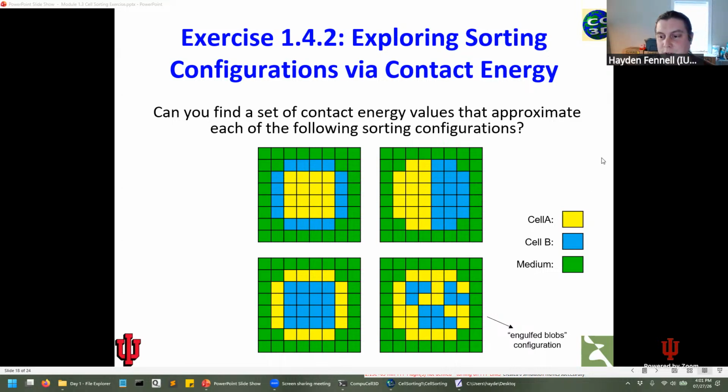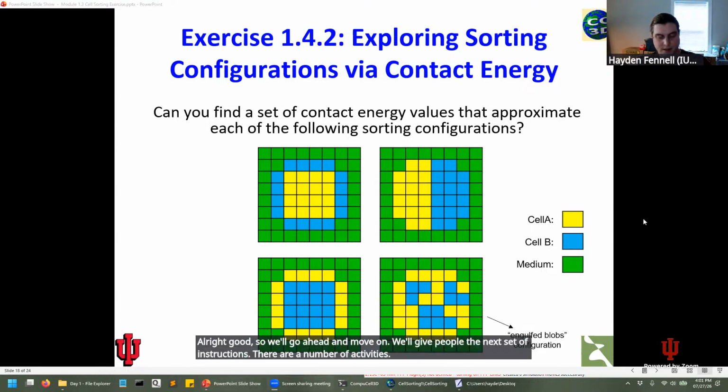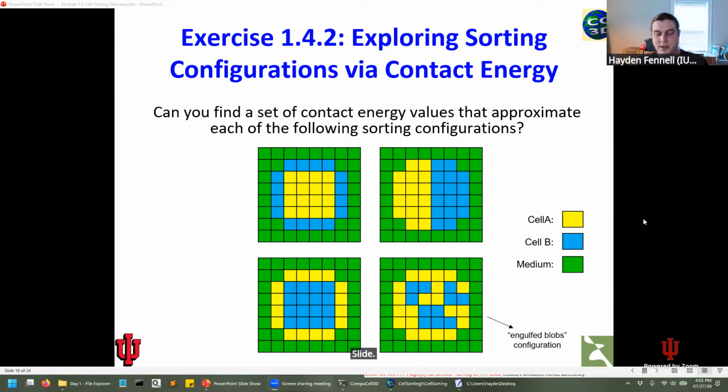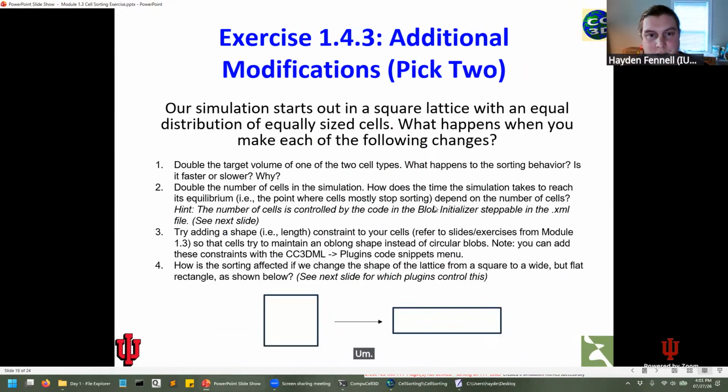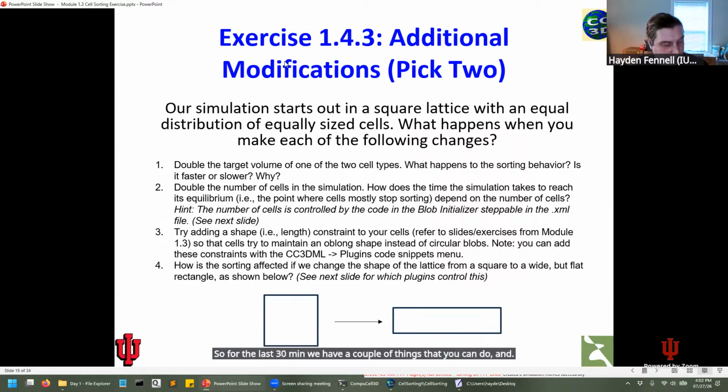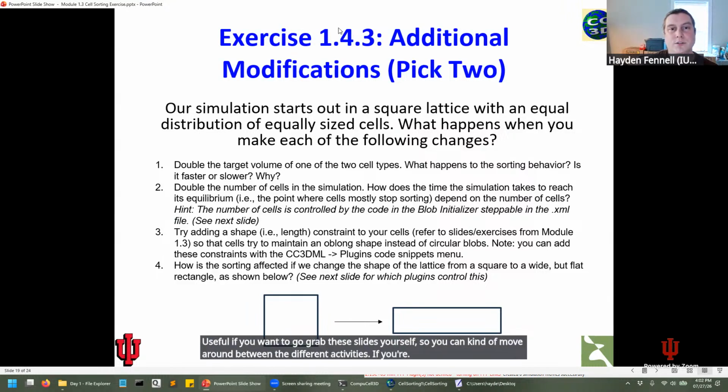All right, good. So we'll go ahead and move on. We'll give people the next set of instructions. There are a number of activities in this slide deck. We don't expect everybody to finish all of them today. Some of them are intended for you to come back to later if you're interested. So for the last 30 minutes, we have a couple of things that you can do. And again, it would be useful if you want to go grab these slides yourself so you can move around between the different activities if you're interested.